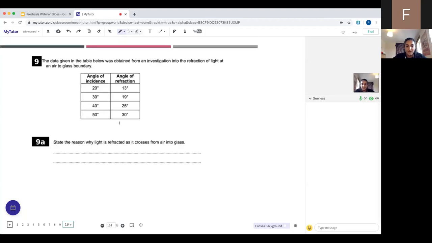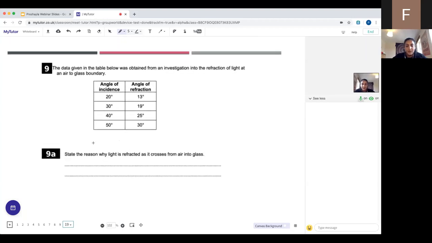Okay, so here we are given some information from an investigation that was conducted about the refraction of light when it goes from air to glass. So that diagram that we had before is exactly the investigation that the student did, and they've given you a table of angle of incidence and angle of refraction. Why is the light refracted as it crosses from air to glass?